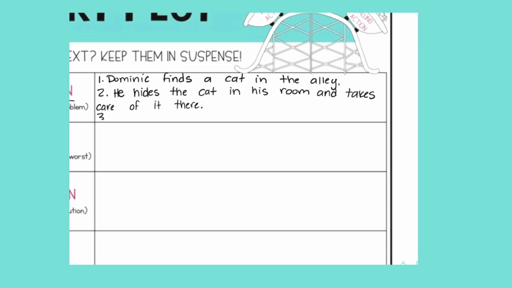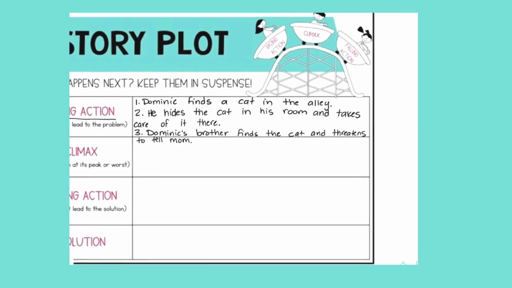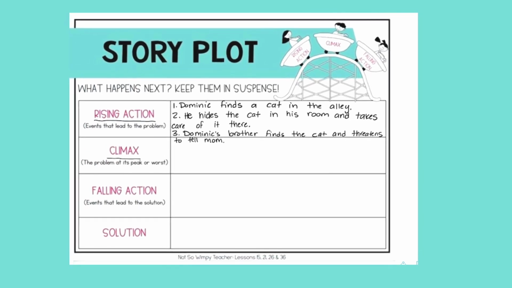So I know that my rising action begins with Dominic finding the cat in the alley. And then he hides the cat in his room and takes care of it there. He's so excited when he finds the cat. Then his brother finds the cat and threatens to tell Mom. This will then bring me to the climax, that problem or the worst moment in the story. I know that moment is going to be when Mom finds out all about what Dominic's been doing in his bedroom.